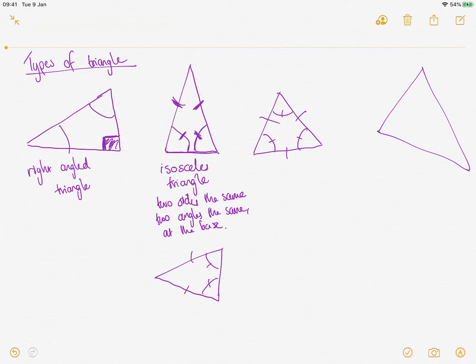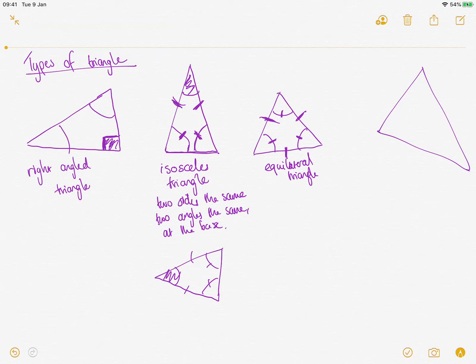So it's like either side of the two sides that are the same, and then this one would be different to the others. Otherwise, if it was the same, it would be an equilateral triangle. And I haven't really said, but these marks mean that the side lengths are the same, and these marks mean the angles are the same.